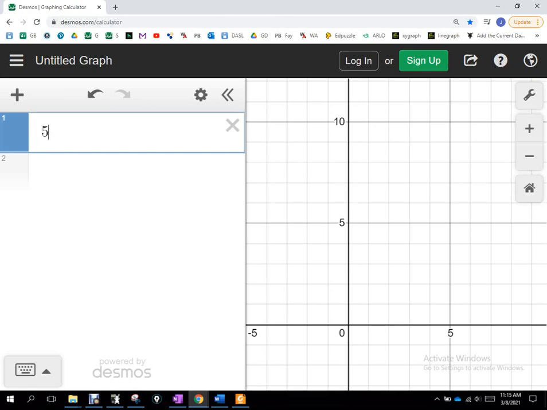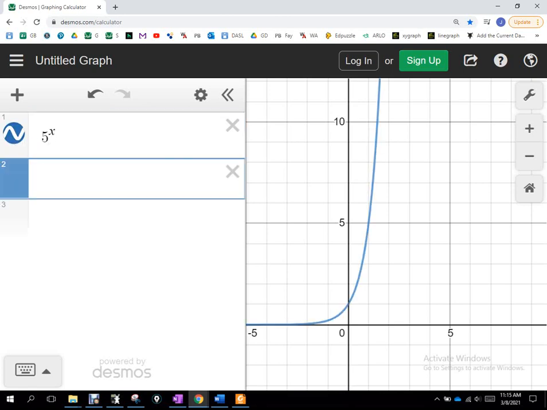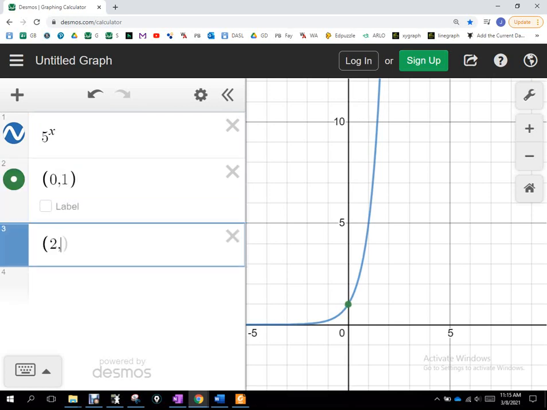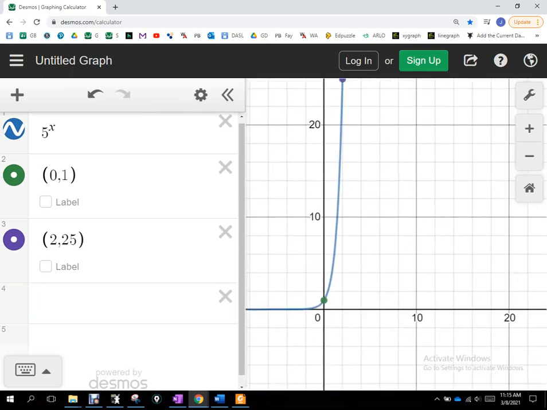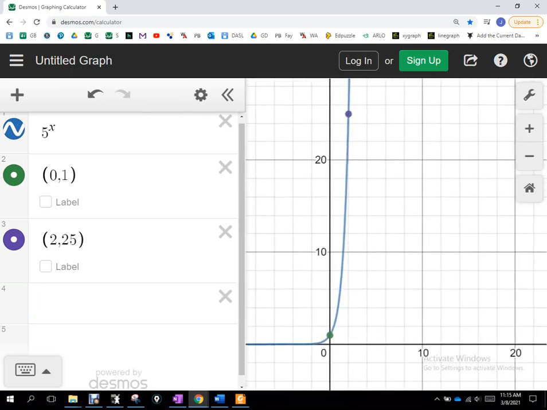5 to the X. Graph that. Is (0, 1) on that graph? And is (2, 25) also on that graph? Does that make sense to everybody?